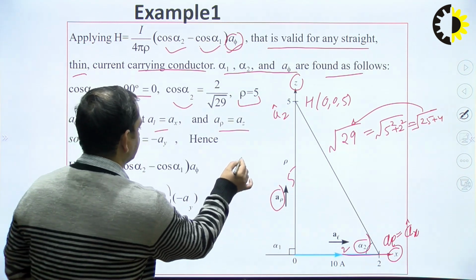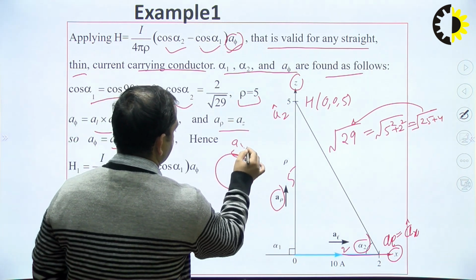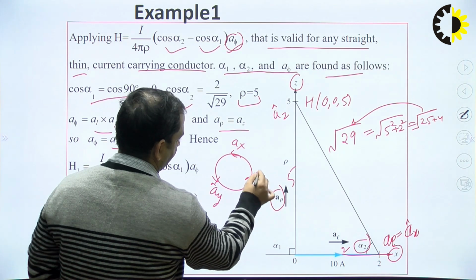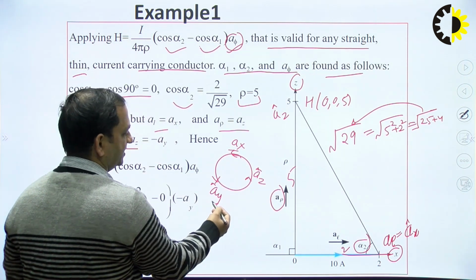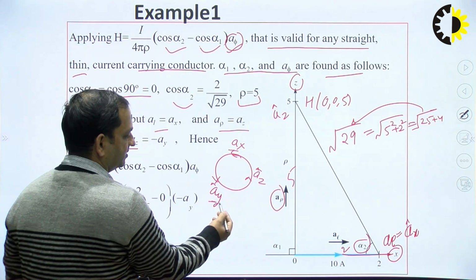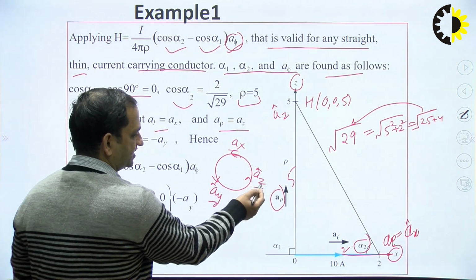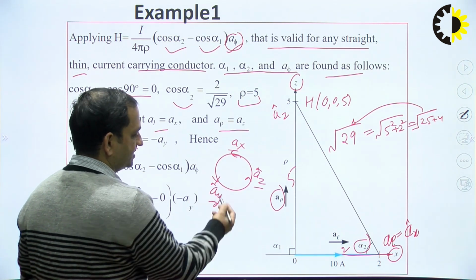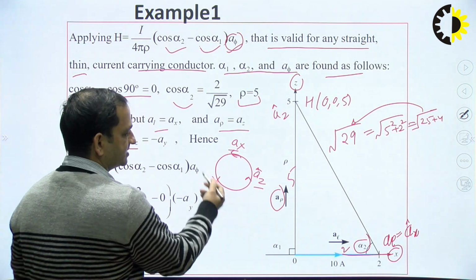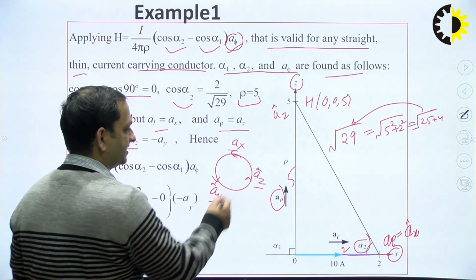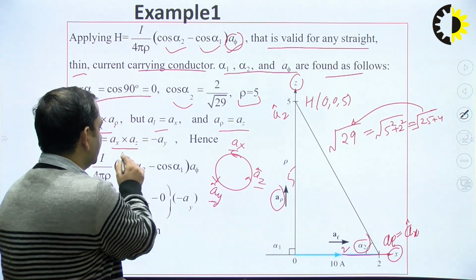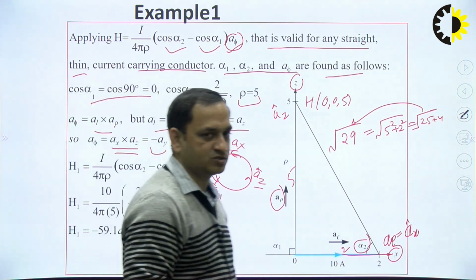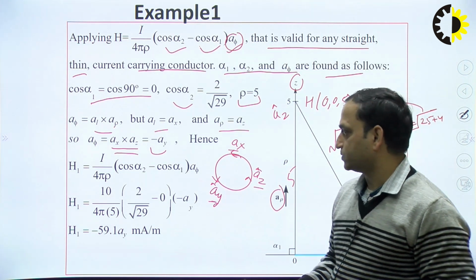As I said, here this is the circle. We have AX, AY, AZ. When we have AX cross AY, we get AZ. When we have AY cross AZ, we get AX. When we have AZ cross AX, we get AY. AY cross AX is minus AZ, AZ cross AY is minus AX, and AX cross AZ is minus of AY. So same thing is here, AX cross AZ is minus of AY. With this method, you must know how to calculate the value of the cross product.